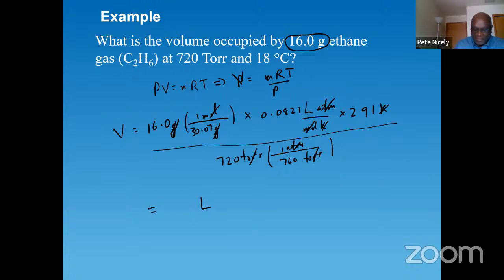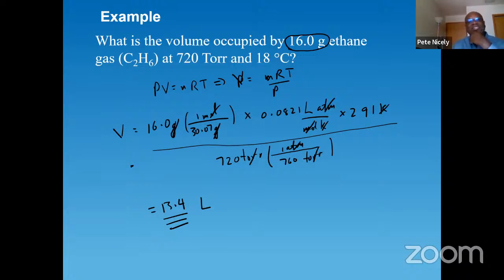So let me do the calculation here. 16 divided by 30.07 times 0.0821 times 291 divided by 720 divided by 760. Okay, so according to my calculations, this works out to be equal to 13.4 liters. So 13.4 liters. And that's it. That's basically how that is done.